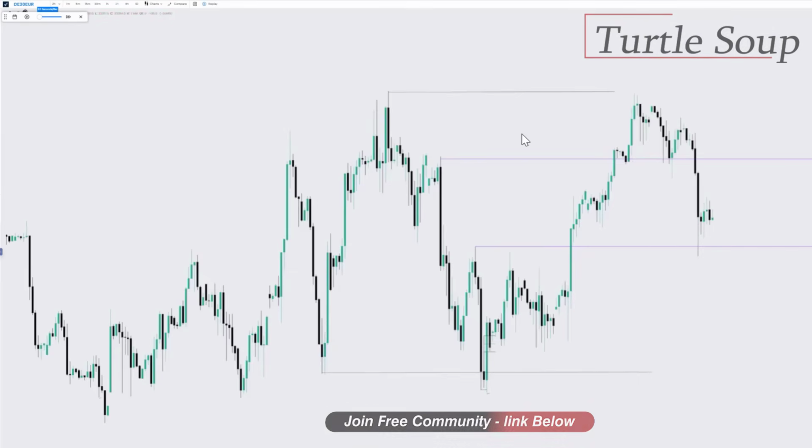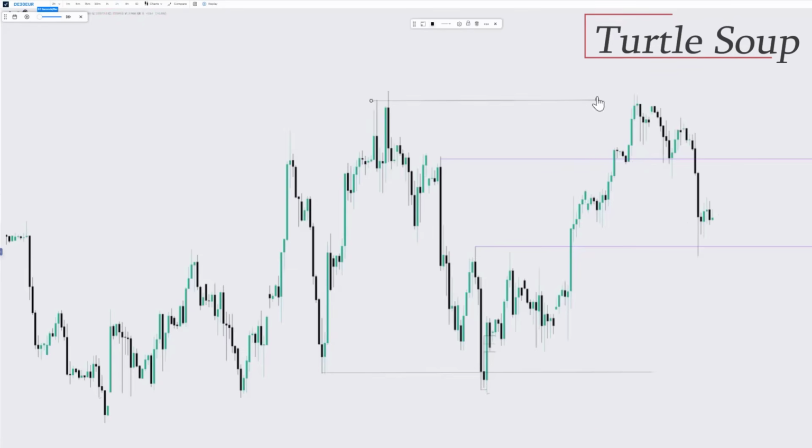I actually know why price reacted from there and dropped. Why? We have a QML level right here. So it's important to understand almost all smart money concepts if you want to trade in the financial market.